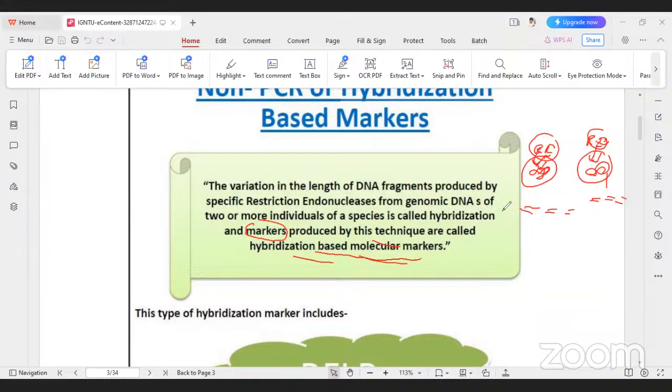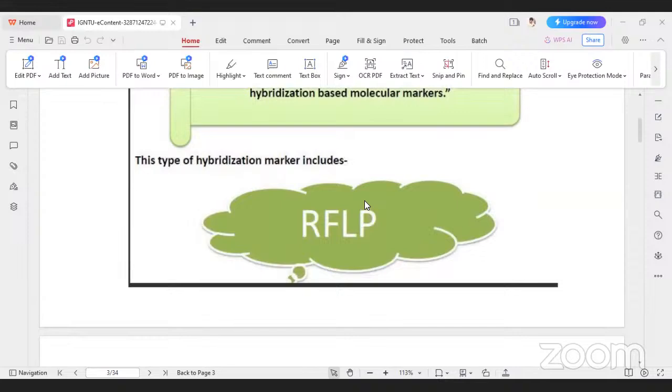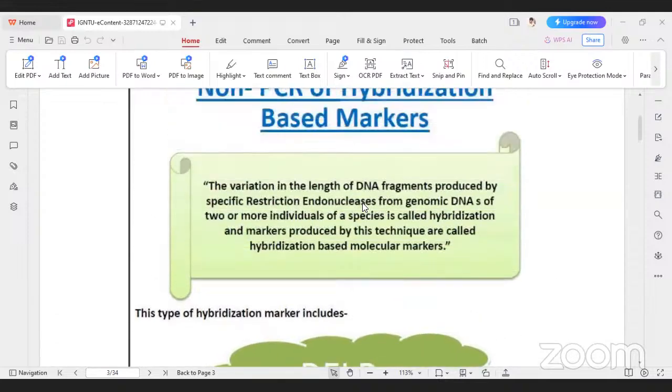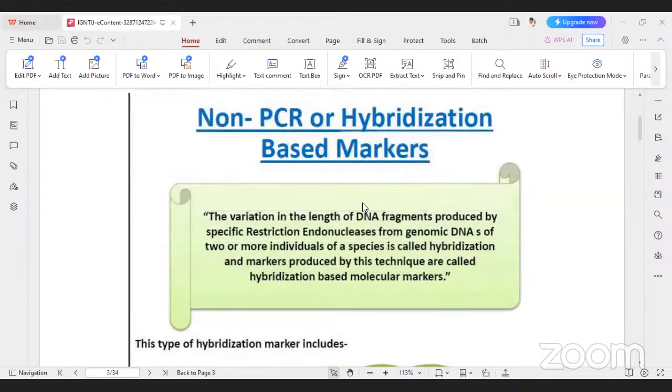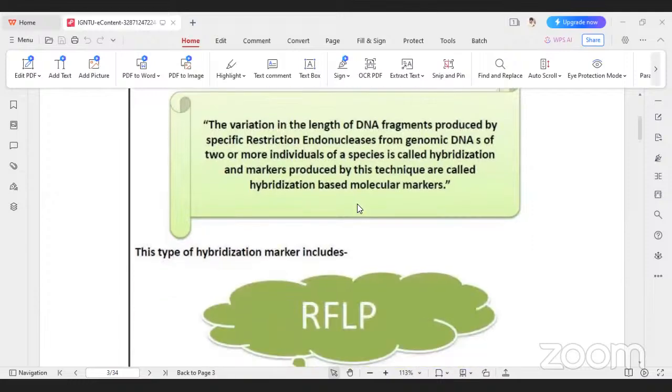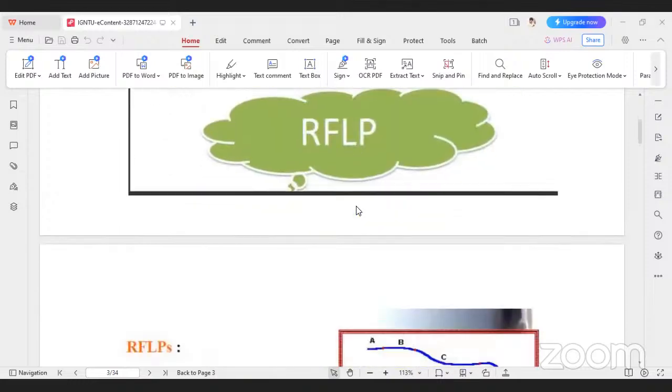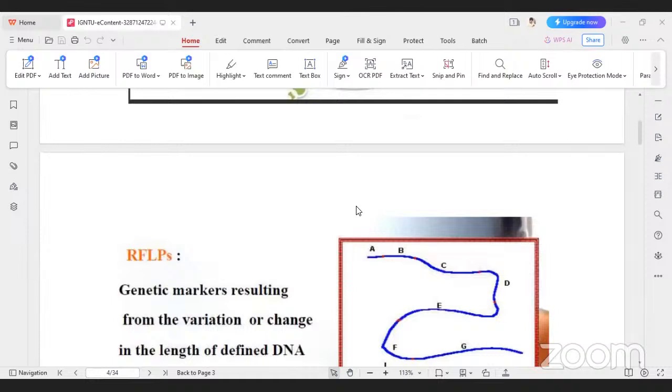That means these two different individuals are utilized, and that's why it is called the hybridization method. One of the best examples of this non-PCR hybridization method is RFLP. This is very important.